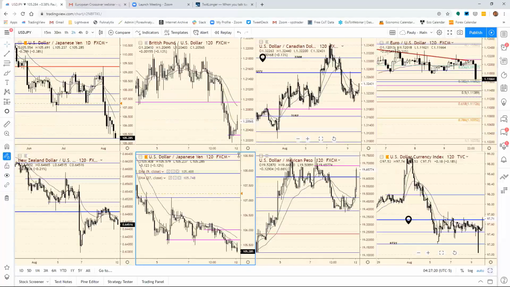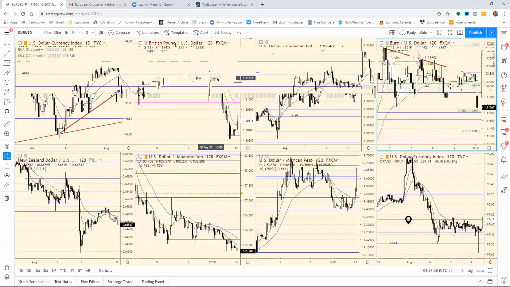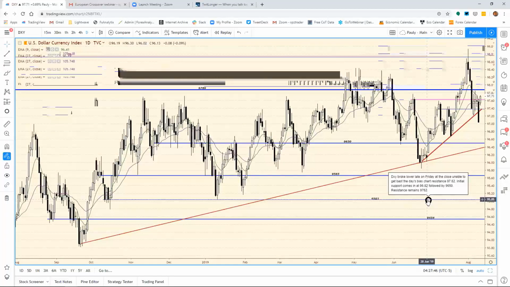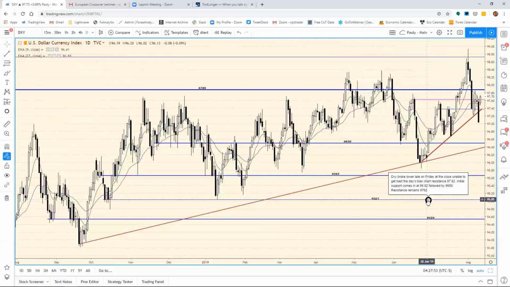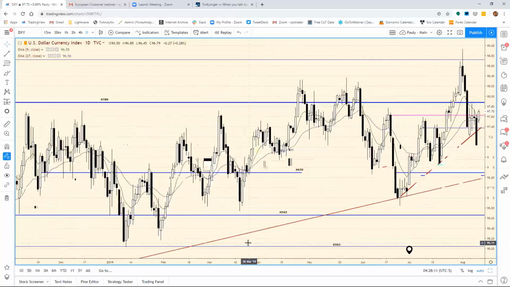And we'll move into the cash dollar index. The dollar index broke lower late on Friday at the close, unable to get past the day's buy chart resistance, which was 97.62. Initial support comes in at 96.82, followed by 96.50. Resistance remains at 97.62. Well, we're above this, so it's this key huge level that's been in place for a very, very long time, 97.89, and that will be our buy chart resistance.